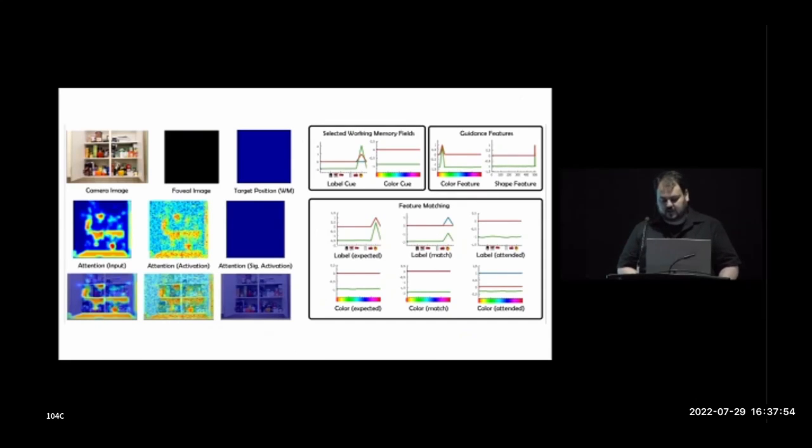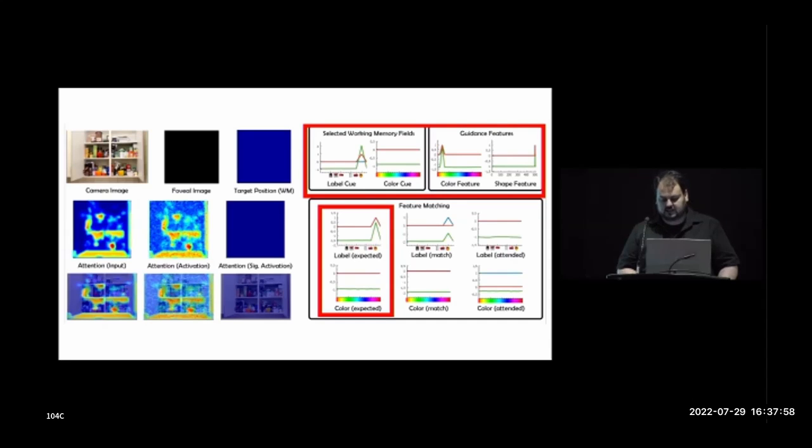The task is to find a pepper. We see that there's a label cue stored in working memory, but no color cue. The same is true for the feature matching, where the expectation is to see a pepper without any color requirement. On the top right, we see the guidance features associated with the concept of pepper. The color guidance favors yellow retinal locations since the model was trained on a yellow pepper.